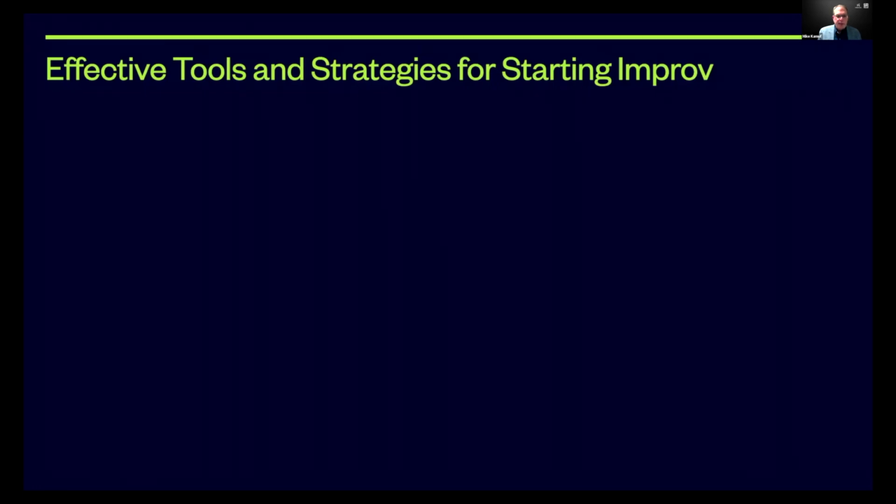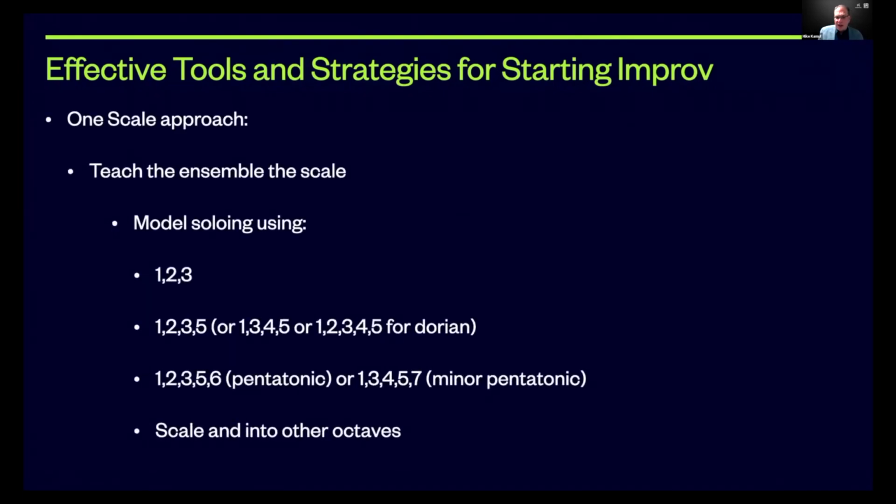So let's take a look at what are some effective tools that you could use to teach your students how to get going with improvisation. Well, the one scale approach is really a good way to get started. And what I mean by that is you can teach everybody the scale. So in other words, if you want to use something that has the blues scale or a minor scale, a Dorian scale, if you can find something like that.